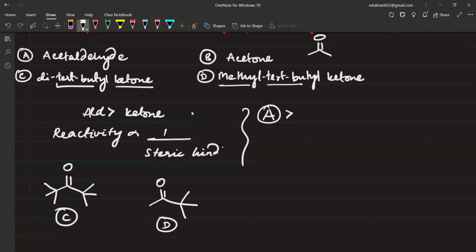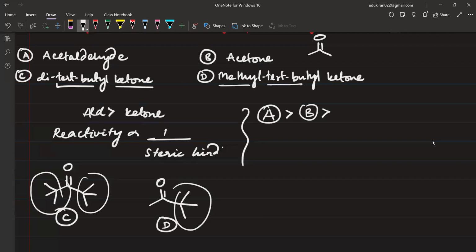Now we can easily compare the steric hindrance. Here in acetone, we have one CH3 and another CH3, small groups. That means it is the least hindered out of these 3. So after A, we will have B. After B, if you compare C and D, D has 1 tert butyl group and C has 2 tert butyl, 2 large groups. So obviously D is less hindered. That is why you will have B and then followed by C.